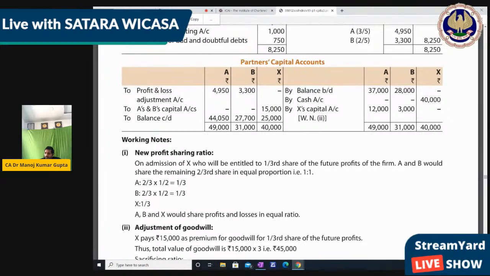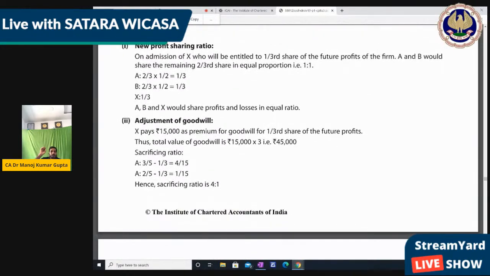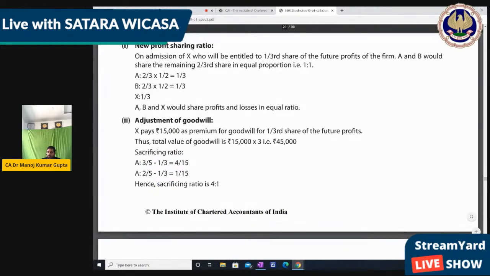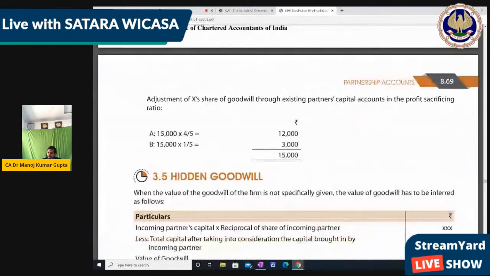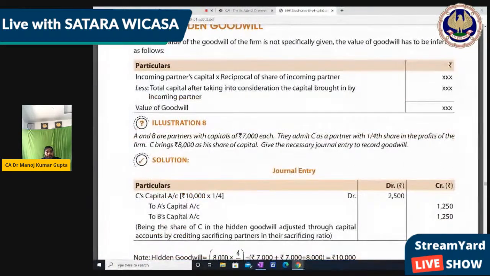Only the goodwill part we have to adjust. That is, whatever he brings for goodwill should be adjusted in the sacrificing ratio, right? That sacrificing ratio is nothing but old ratio minus new ratio, right? The new ratio is 1/3, 1/3. You can see also this is 1/3, 1/3 is the new ratio, right? And here both are sacrificing. Previously, one was the gainer and another was the sacrificer, but here both are sacrificing, right?